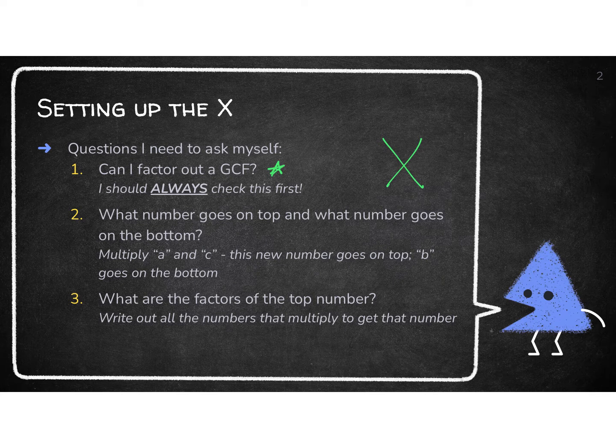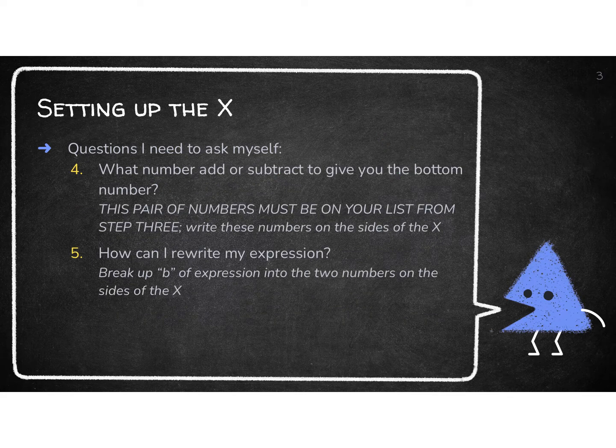What we're going to do then is write out all the numbers that multiply to get to the top number. So we're going to make a little chart that finds our factors of the top number. And what we want to do is find the pair of factors that multiply to the top and add or subtract to the bottom number. Once you find those two numbers, those are going to end up being your sides of your X.